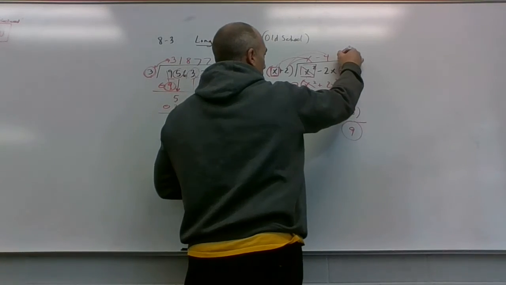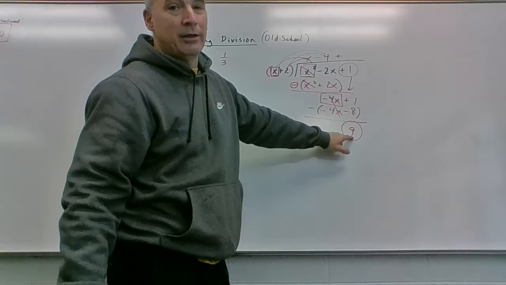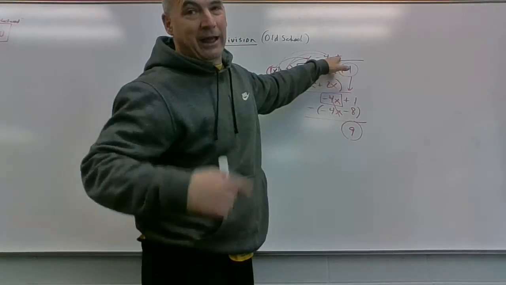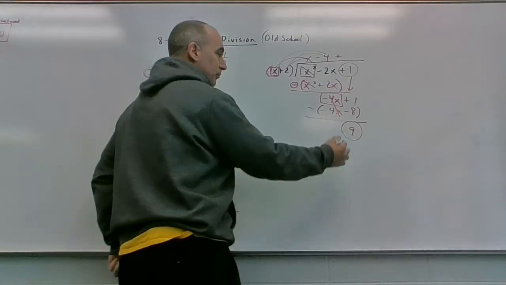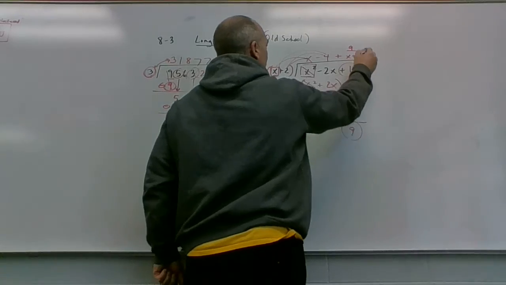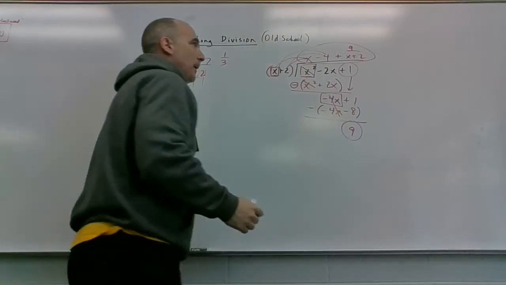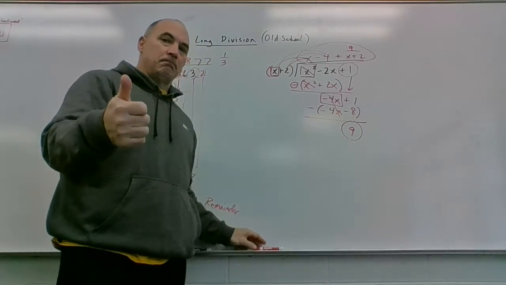Here's how you're going to do it. You're going to go plus. By the way, even if this was a negative 9, you would still put plus. Just get into the habit of doing it because that's what Schoology answers do. So just get used to that. The remainder over the divisor. This is your answer. This is called fractional form. So there you go. There's your warm-up.